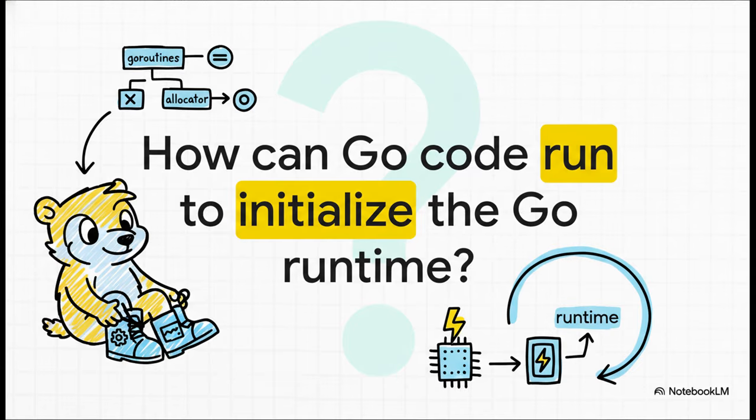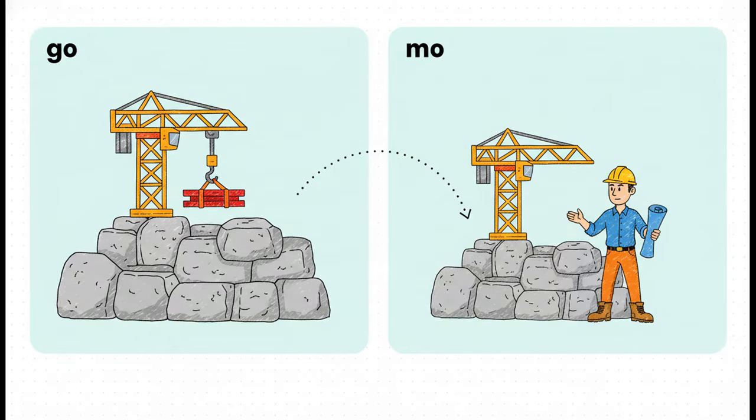The Go runtime initialization code is itself written in Go. But Go code needs the runtime services to even function. It needs a memory allocator to create new objects. It needs a scheduler to run on. So how on earth can Go code execute to build the very environment it needs in order to execute? It's a classic dilemma.